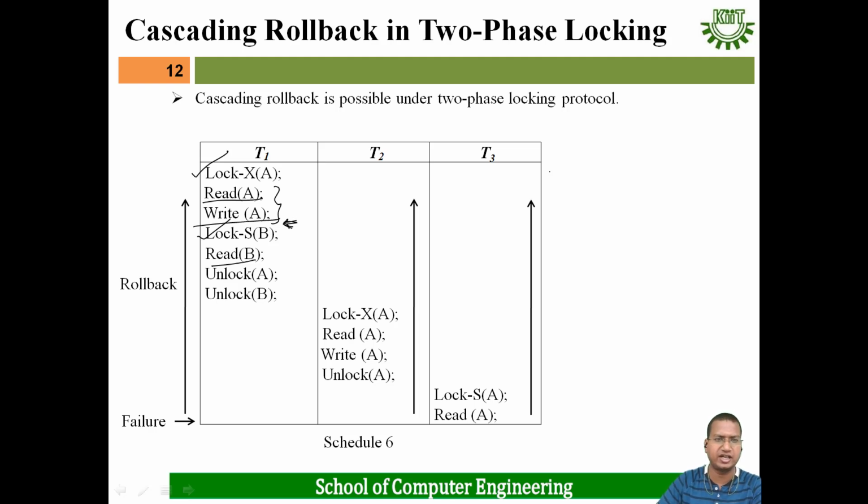That means lock X on A, then read A, write A. Then it requires lock S on B, so it will apply it. After that it will unlock and unlock. This first phase, where it is applying locks, is your growing phase. Then it is your shrinking phase, where it is unlocking. And which is the lock point here? In this case, the lock point is lock S on B. This is the final lock which has been applied by transaction T1. That's why this is your lock point.